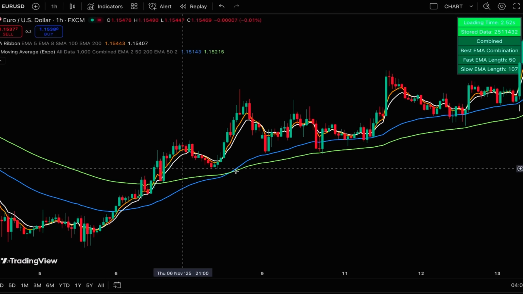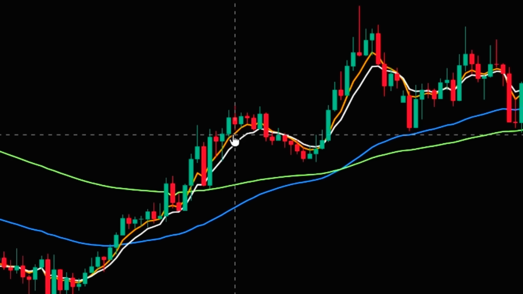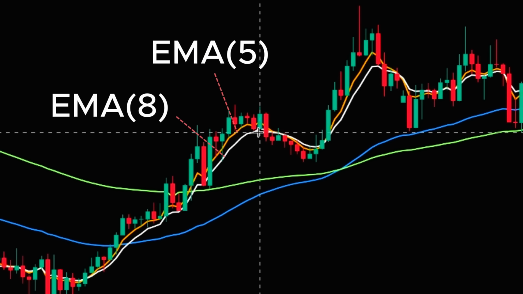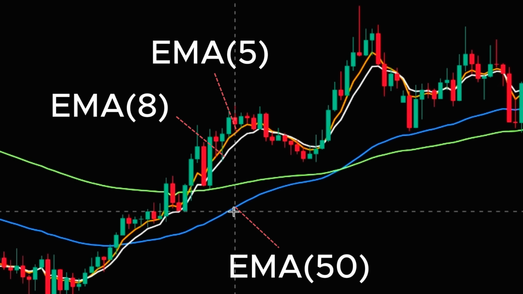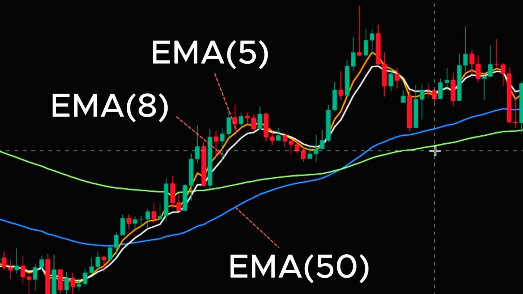Alright, getting back to our trading strategy. So here, this orange line is an EMA with length of 5. This white line is an EMA with length of 8. This blue line is an EMA with length of 50, but this green line here doesn't have a fixed value for the length. The length of this green EMA is variable.